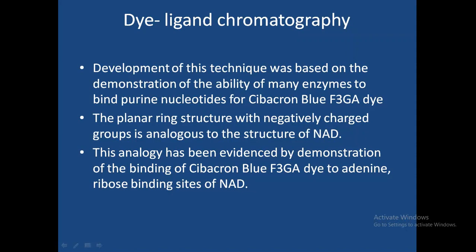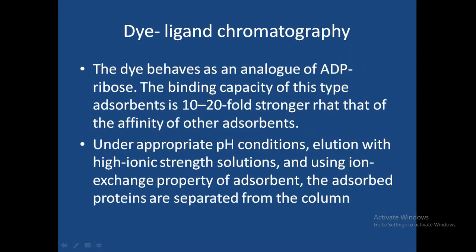It has some limitations. Dye ligand chromatography is not a widely used chromatographic technique. Its usage is very limited. The dye used in this ligand binding type of chromatography behaves as an analog of ADP ribose. Structure wise, it resembles ADP ribose. The binding capacity of this type of adsorbent is 10 to 20 fold stronger than the affinity of other adsorbents. Under appropriate pH conditions, elution with a high ionic strength solution and using the ion exchange property of the adsorbent, the adsorbed proteins are separated from the column.